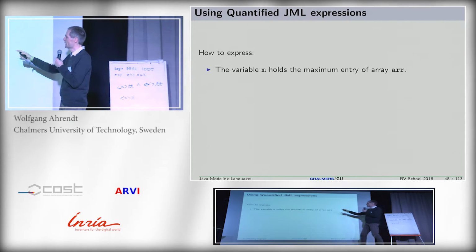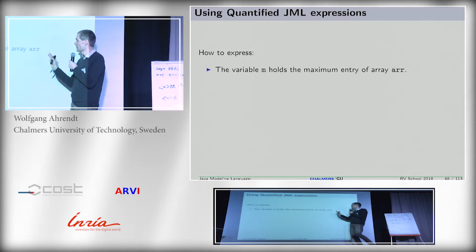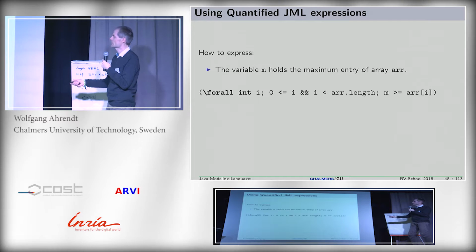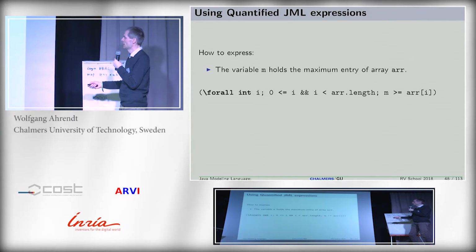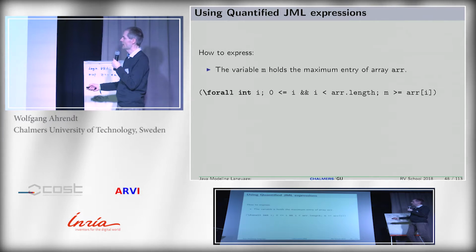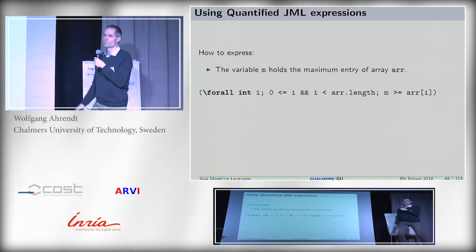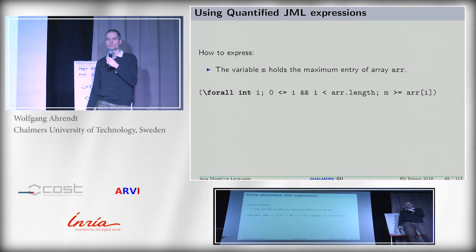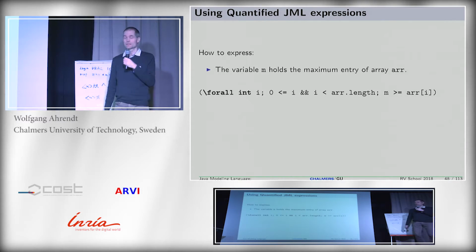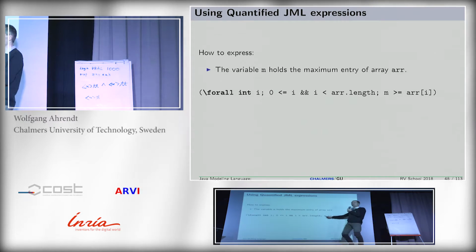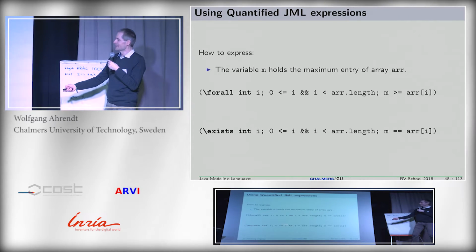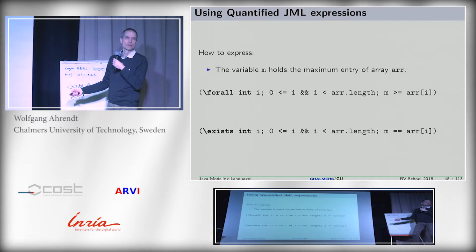A variable only holds the maximum entry of an array. I could say for all integers i, as long as the integers are in the array range, m is bigger or equal to array at i. And i is the variable we are quantifying over. Is this sufficient for a maximum? No? Because the maximum may not exist here, right? This would be fulfilled if m was max int. So it's not enough. We also need that there exists an index where we find m.